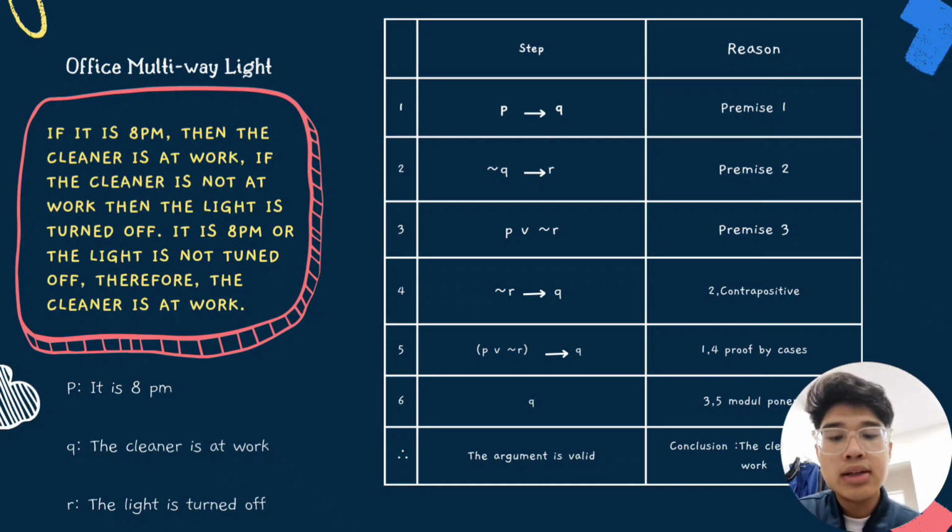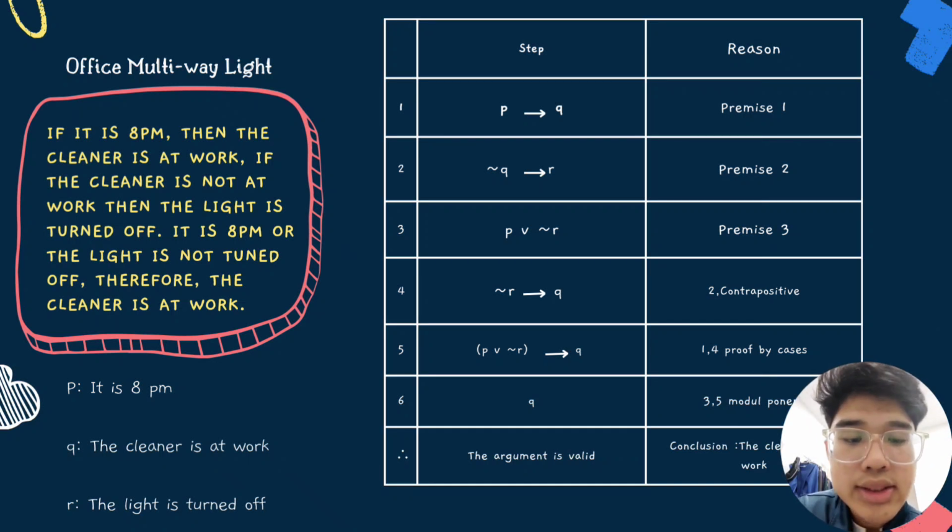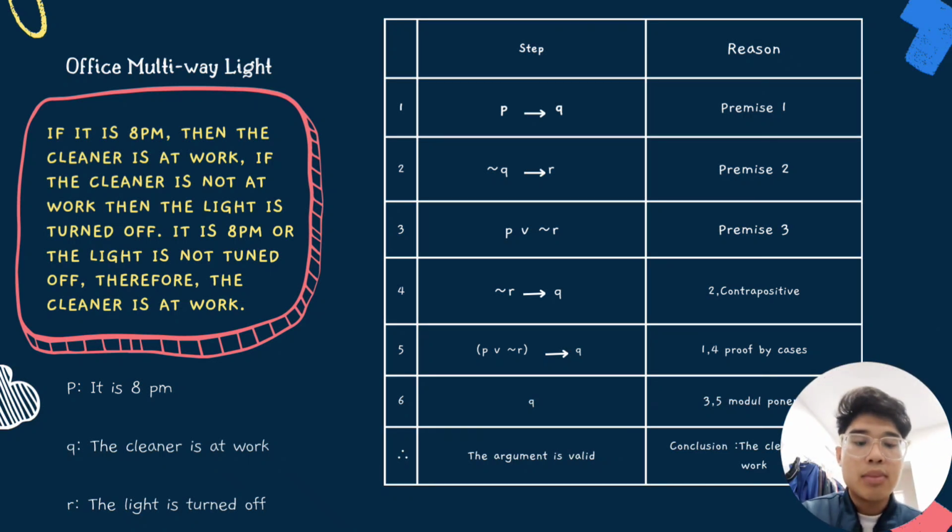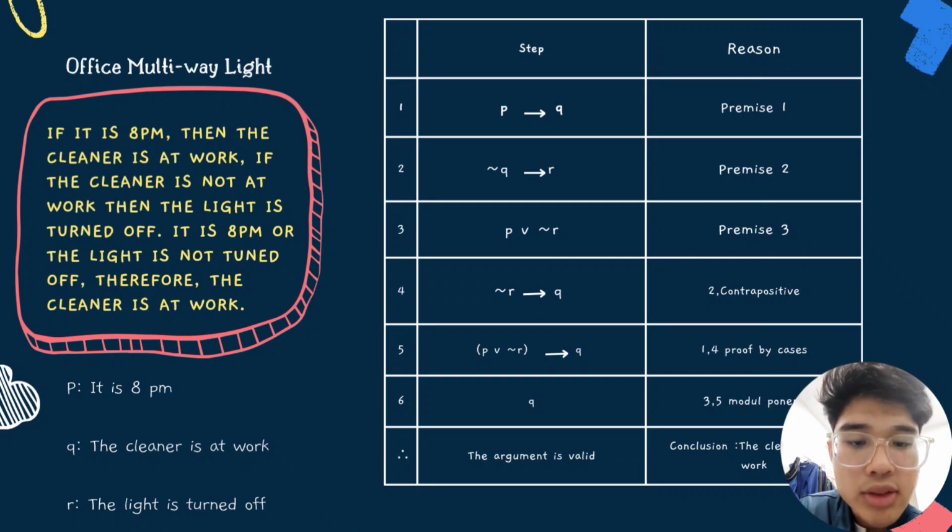Okay, in the sixth step, we can use modus ponens. You can see right here, if P or not R implies Q, we can conclude Q. Okay, that is our last conclusion. Q is the cleaner is at work.